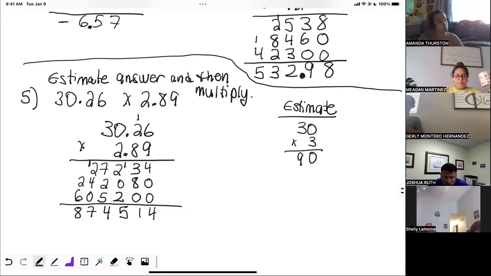Now, ask yourself, how many decimal places do I have to move? I see 4. You see 4? I see 4. So we're going to go over from here. 1, 2, 3, 4. That's my decimal place. Once I do that, I can get rid of this. And I know my answer is 87.4514. Now, my estimate was 90. So I'm pretty happy with that number because this number rounded down a little bit and this number rounded up a little bit. So it makes sense. It's close to 90, but it's not 90.